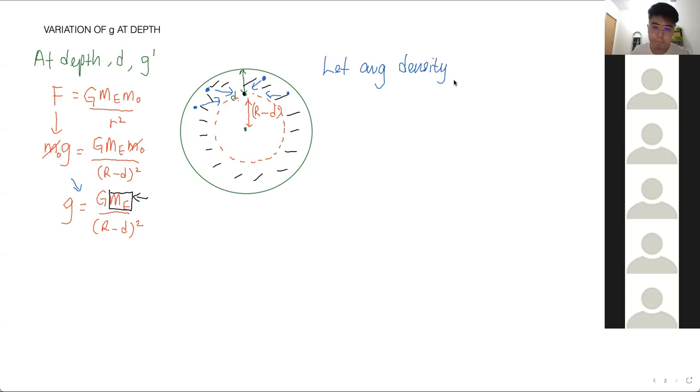Let the average density be rho. We know that mass equals volume times density. This mass is the mass of the inner sphere that we want to find. It equals the volume, 4/3 pi r cubed, since it is a sphere. The radius now becomes smaller already, so (r minus d) cubed times the density. The density of the Earth is the same because it's the same planet. Density is the same.